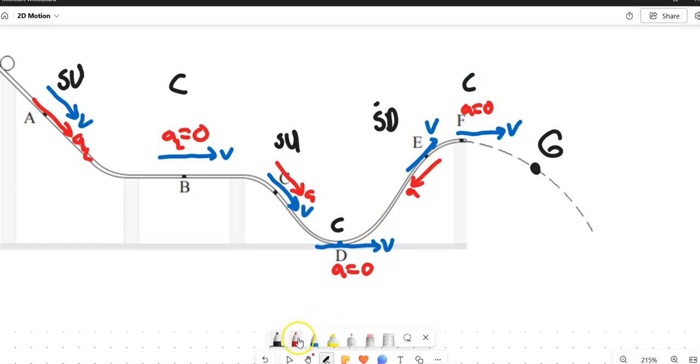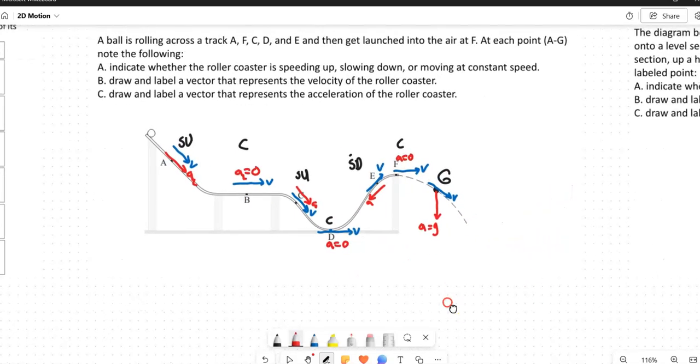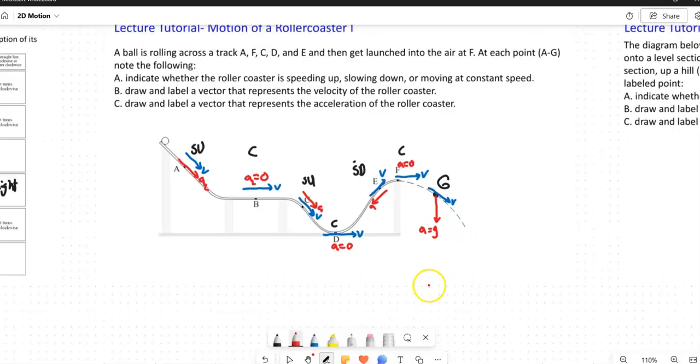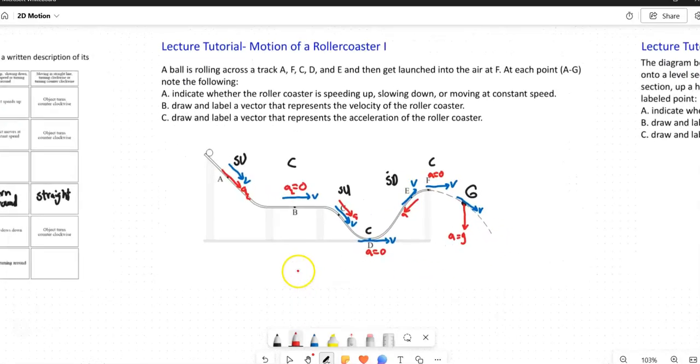Now at G, something weird happens. When objects are thrown in the air, okay, their instantaneous velocity is still at a tangent to their direction of motion. However, the acceleration vector in the air is always pointed straight down towards the Earth. And that acceleration is actually g. Okay? So hopefully I've got you thinking about motion in 2 dimensions. Okay? And in this case, we just want to figure out the linear velocity and linear acceleration vectors. Okay?